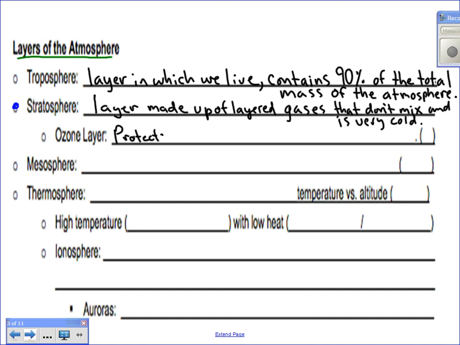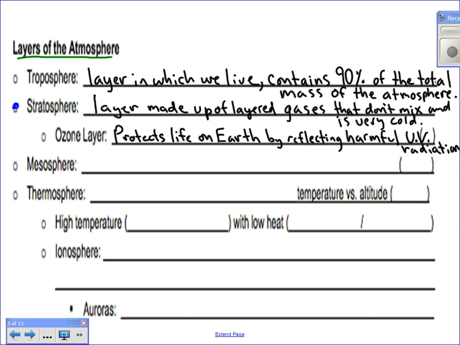Protects life on Earth by reflecting harmful UV radiation, ultraviolet radiation. Okay, so that is the ozone layer.